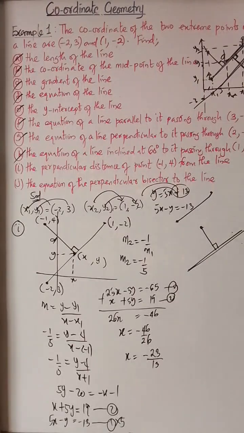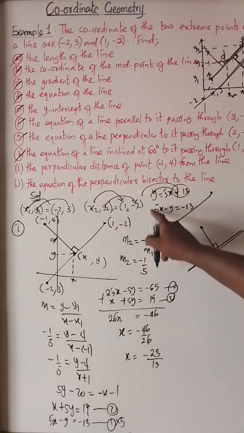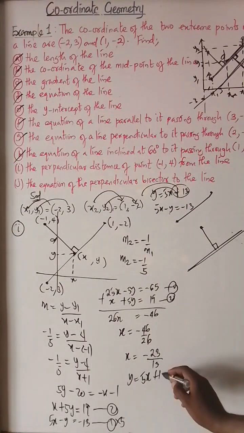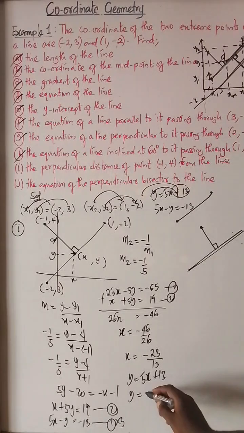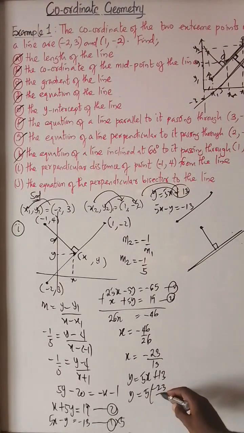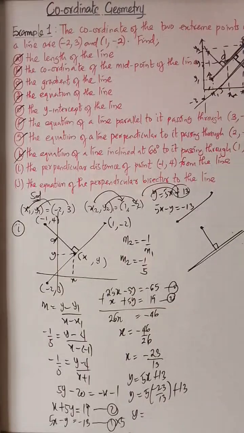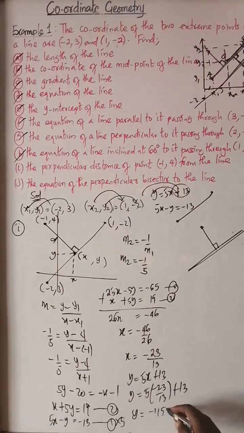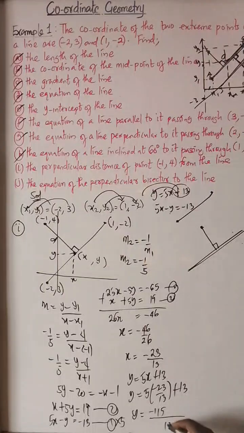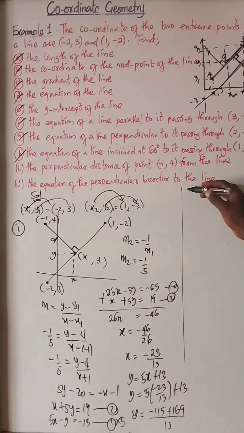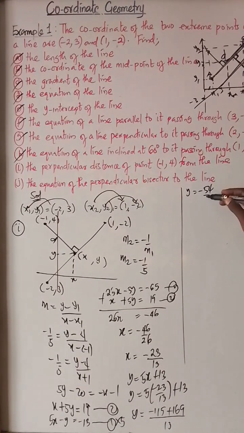Now we can get y from equation 1, the original equation 1. We can even use this one straight. If we make y the subject here, we are going to get y equals 5x plus 13. So we want to get y. And what is x? Minus 23 over 13. So y equals 5 multiplied by minus 23 gives minus 115 over 13, plus 169. Then combining these two together, if you proceed, we'll get the value of y to be minus 54 over 13.